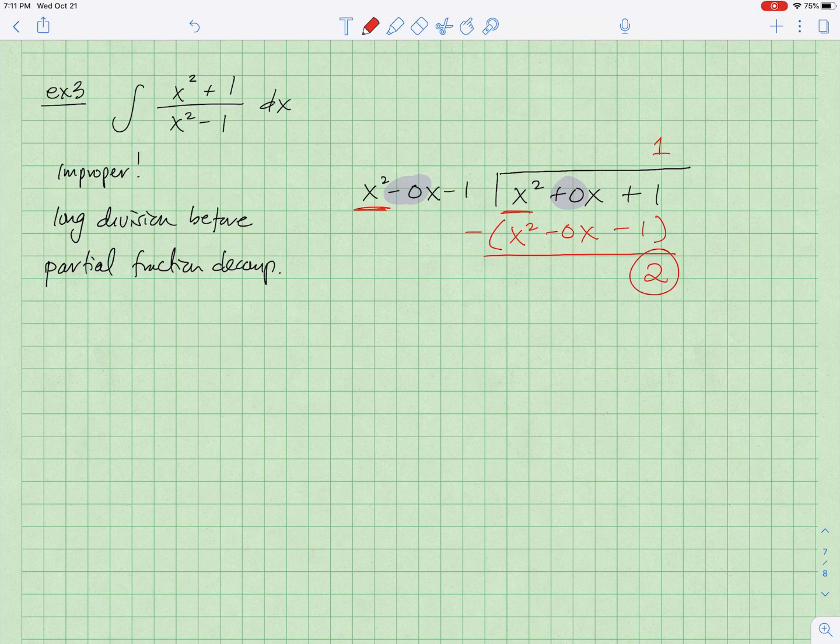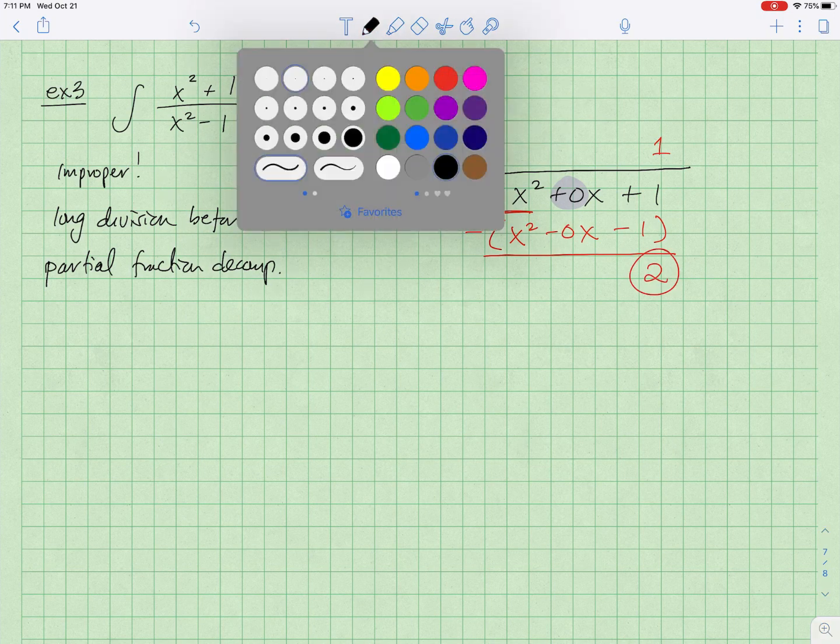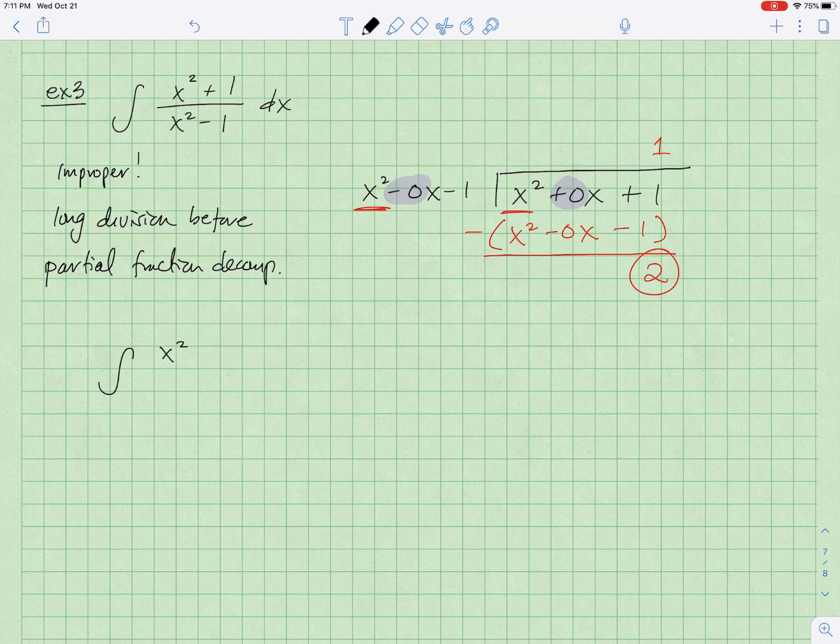This is our remainder. And what this tells us is the integral of x squared plus 1 divided by x squared minus 1 dx is equal to a quotient of 1 plus a remainder of 2 over the divisor.